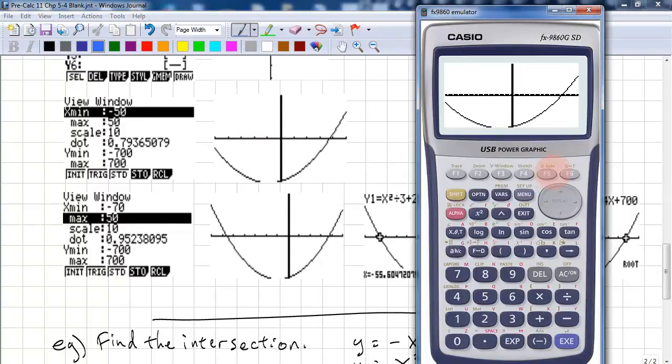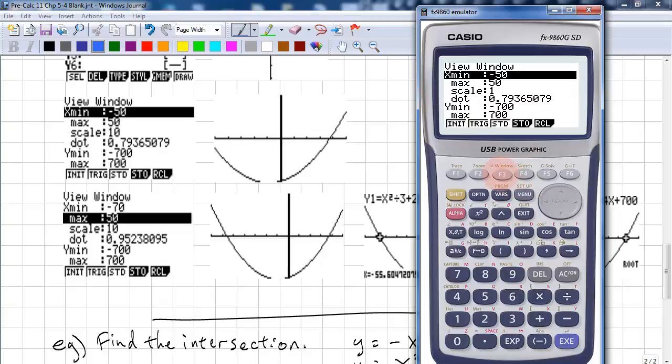And I just press G-solve, which is F5, and I'm looking for a root. Exit. I don't want to do that because this root isn't in the window. We need to adjust this to negative 70. And draw.